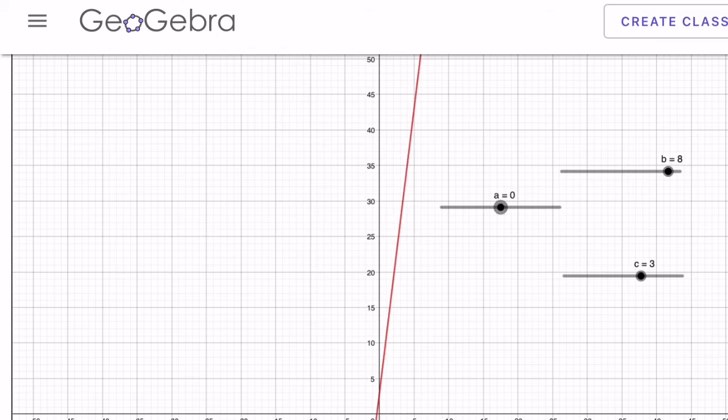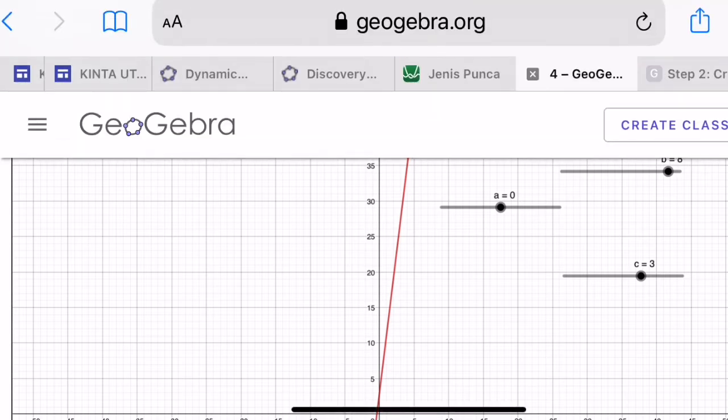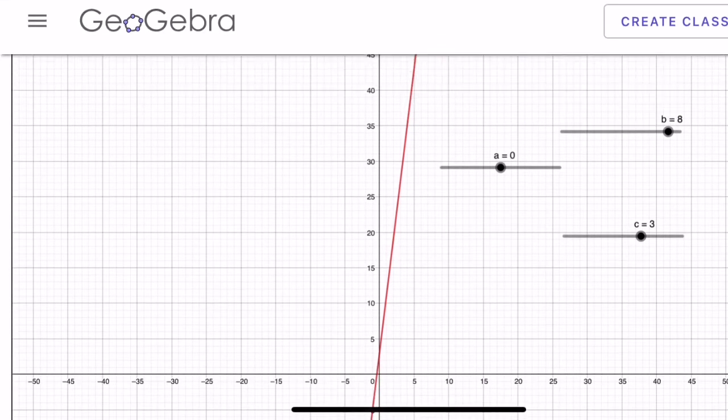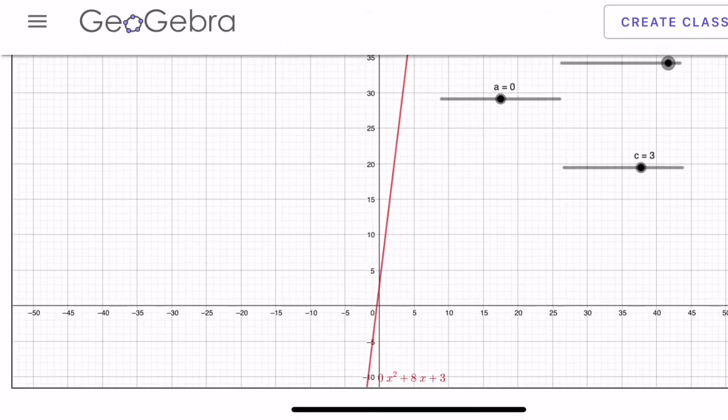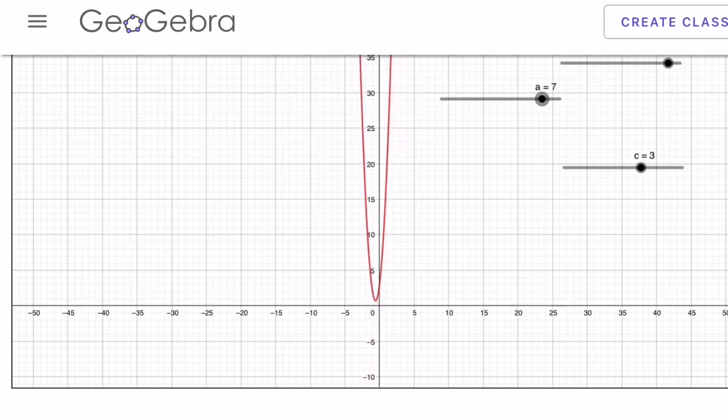And then if a is 0, it will become a straight line because the coefficient of x squared is 0. So you will get y equal to mx plus c. The straight line that you will get has a positive gradient, which is y equal to 8x plus 3, cutting the y-axis at 3. So if I increase the a to positive, you'll get a U shape, right?